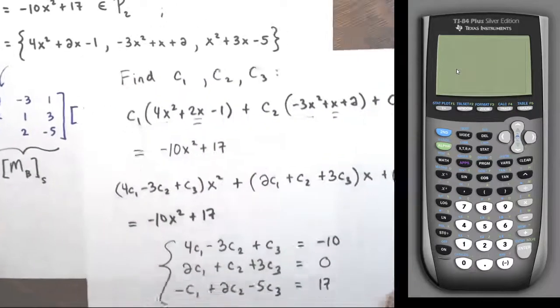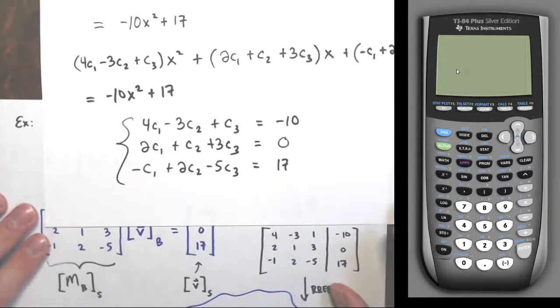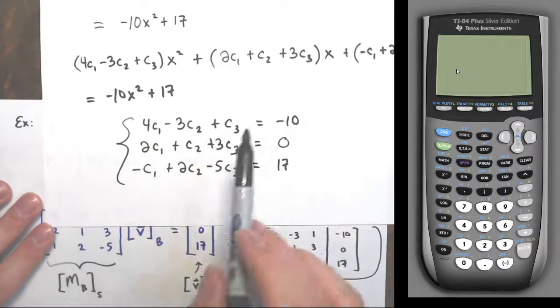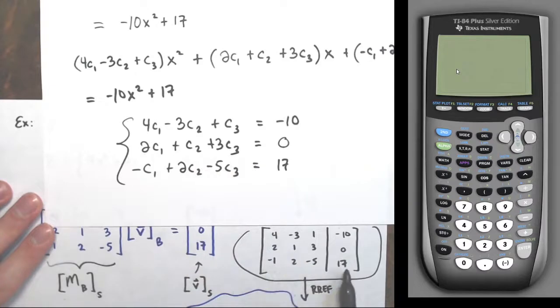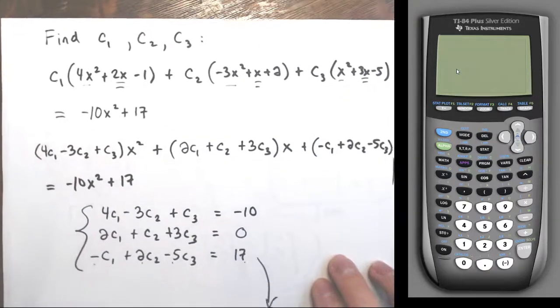Those are exactly what I got back here when I made my augmented matrix. Look at the first row, 4, negative 3, 1, negative 10. Second row, 2, 1, 3, 0. Negative 1, 2, negative 5, 17. So then I get this augmented matrix, and then this solution. And there we go, there we have our coordinate vector. One of that first polynomial plus 4 of that second polynomial plus negative 2 of the third polynomial will give me that negative 10x squared plus 17 that we were asked for.